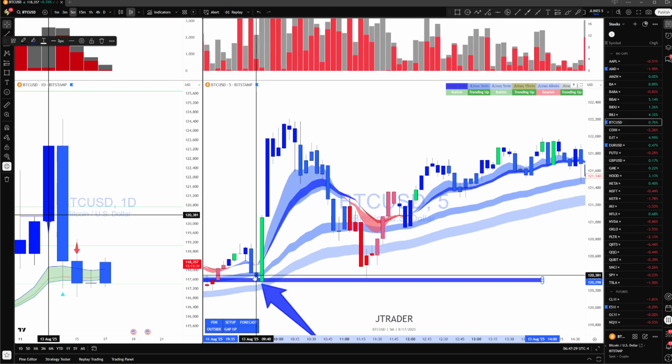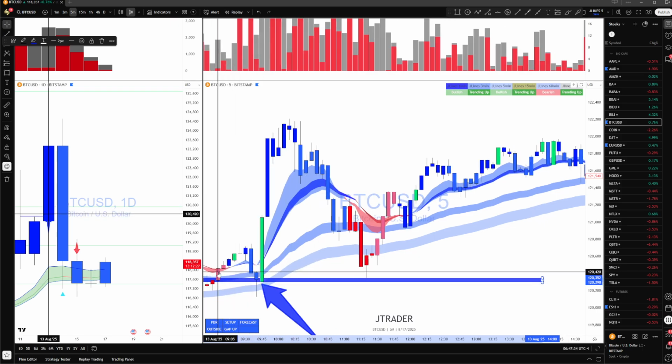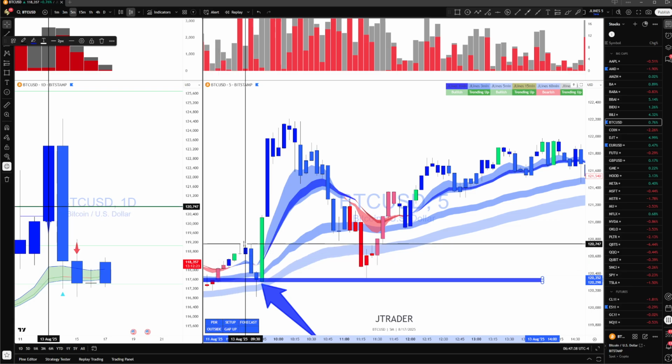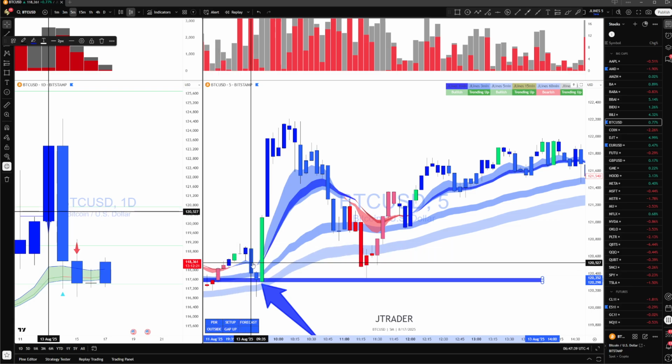So you can see again over here, market at 9 o'clock, starts bouncing. The bars are still red over here. So I'm waiting. Price over here dips.